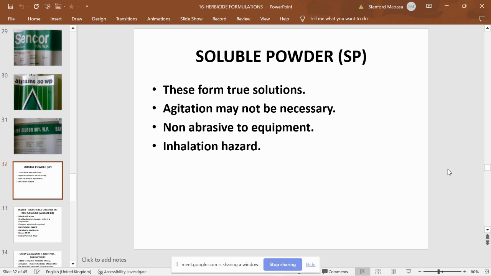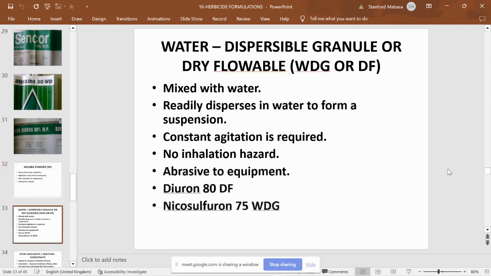Soluble powder, which I have discussed under solutions. These form true solutions. Agitation may not be necessary, non-abrasive to equipment, but they could be an inhalation hazard. So if you see a label with SP, it means soluble powder.